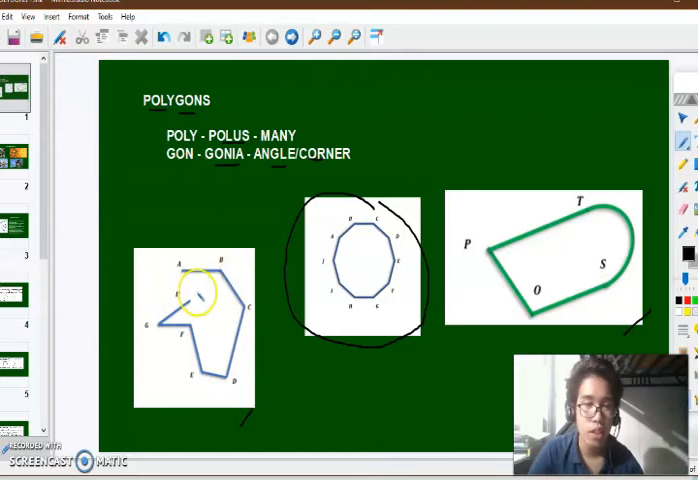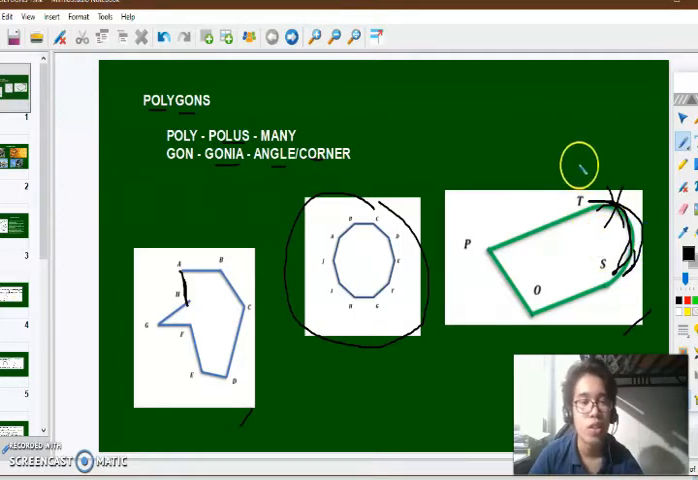The first one is not considered a polygon because it's not a closed figure. The definition of a polygon is first, it must be a closed figure, and the second one is also not a polygon because it has a curved edge or a curved side. So a polygon is any figure that has straight edges, and it must be a closed figure in order for it to be considered a polygon.